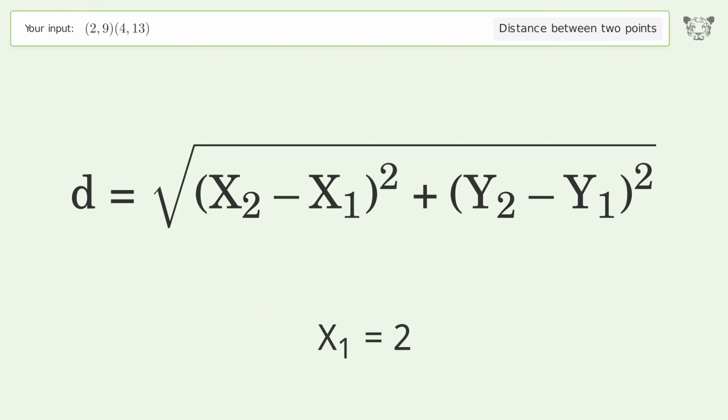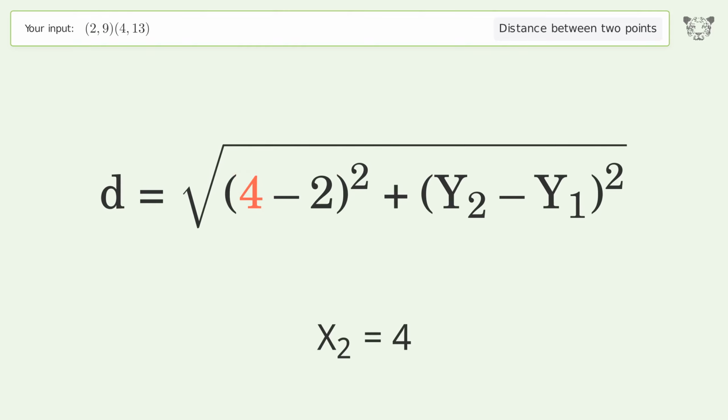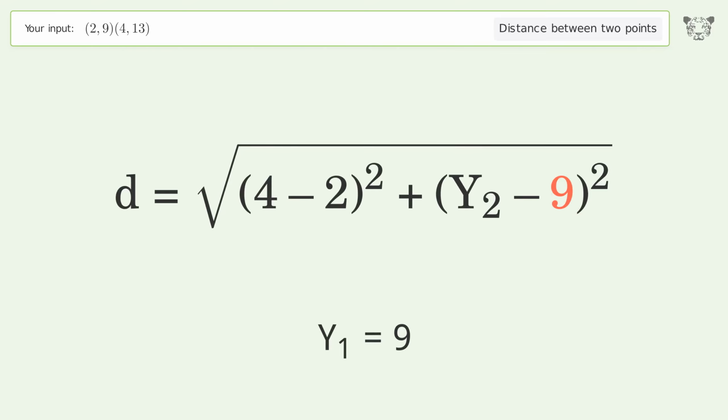x1 equals 2. x2 equals 4. y1 equals 9. y2 equals 13.